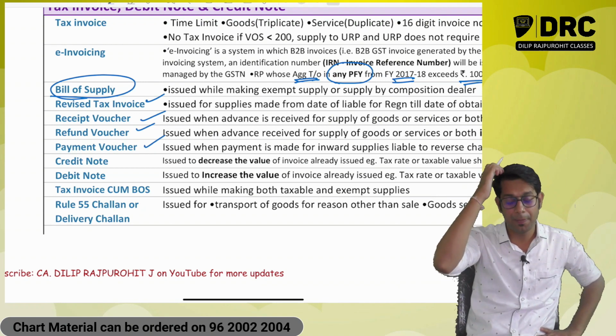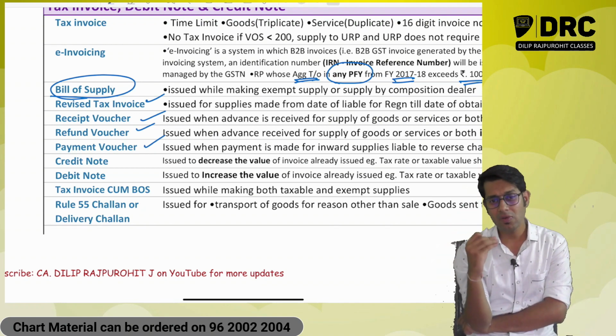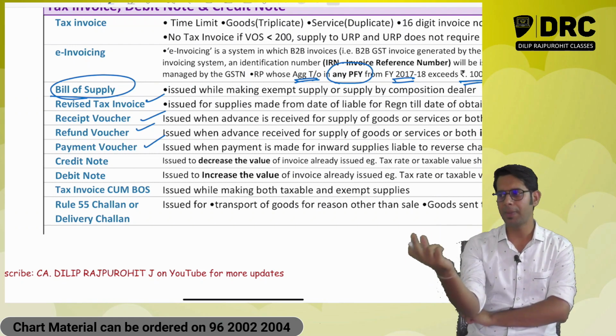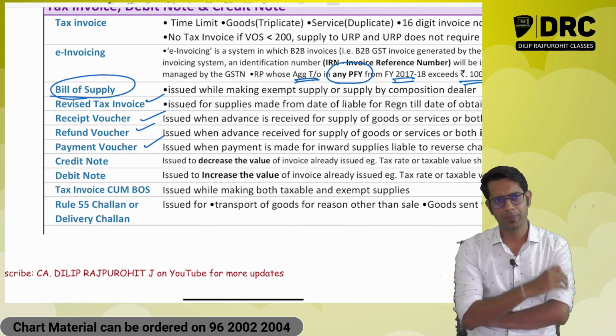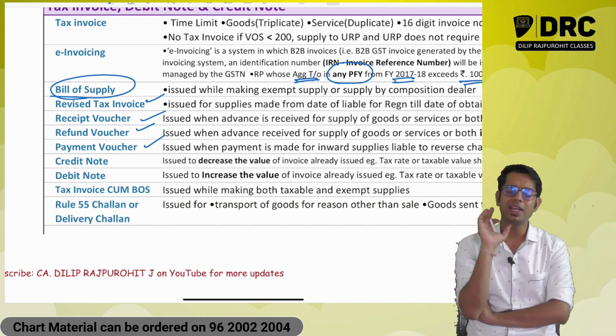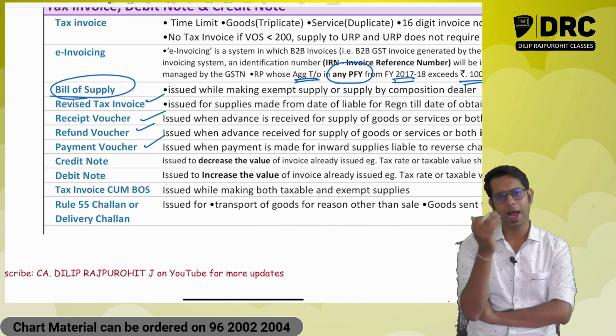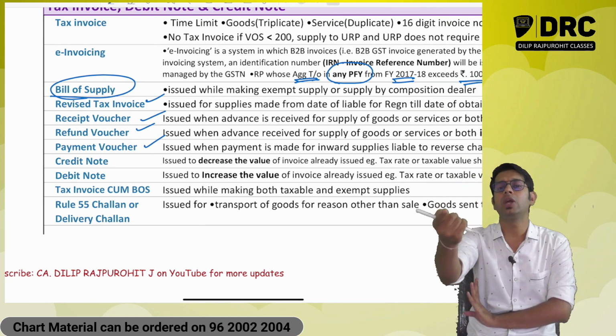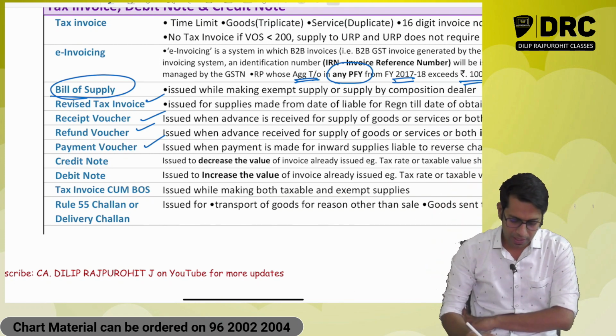Then the payment voucher. Whenever you are making a payment to a person whose supply is taxable under reverse charge, for example, I took services from an advocate. Whenever I take services from an advocate, I am liable to pay the taxes under reverse charge. Now, when I pay the amount to the advocate, I should issue a document called a payment voucher.